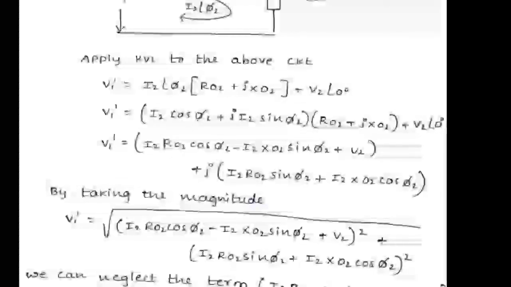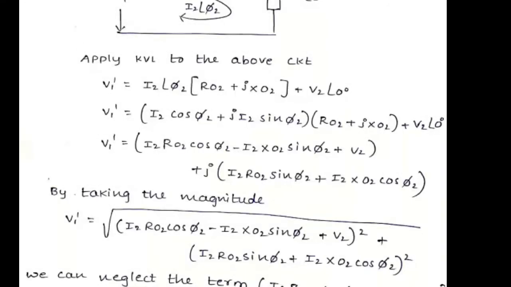Like the previous case, here also you can write all real parts on one side and all imaginary parts on the other side. So I2 R02 cos phi 2, I2 X02 sin phi 2 plus V2, these are the real parts. See here, if you observe, all these are real parts, and all these are imaginary parts.